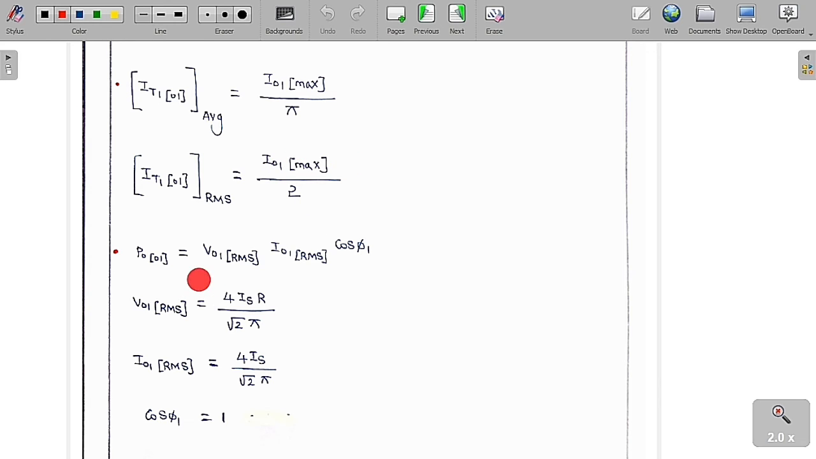If you want to find the fundamental component of the output power absorbed by the load, the fundamental component of the average power absorbed by the load is equal to the RMS value of the fundamental component of the output voltage into the RMS value of the fundamental component of the output current into cos phi 1.